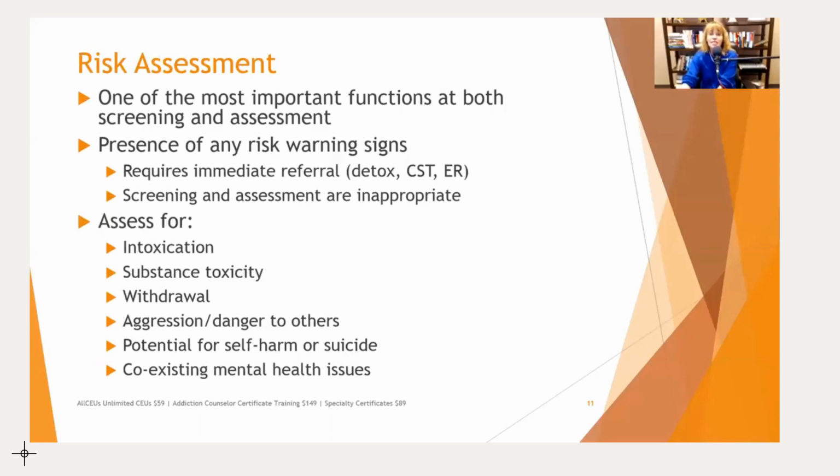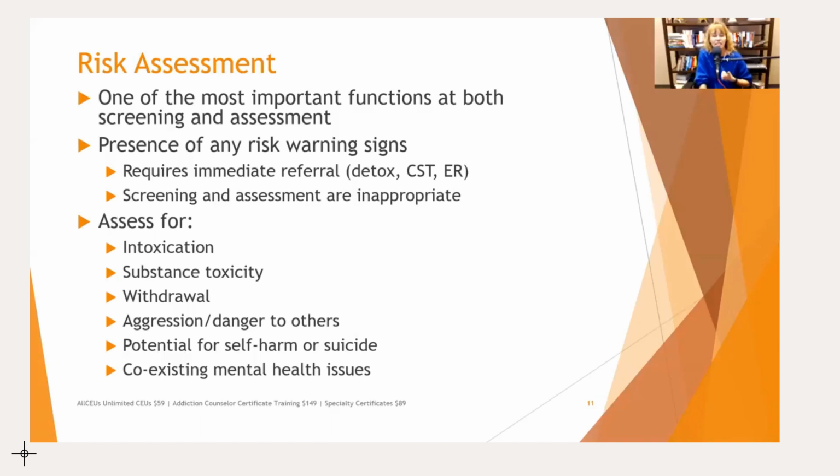Another thing you need to do during assessment is a risk assessment. One of the most important functions of both screening and assessment is to identify any risks for relapse and acute medical conditions. If they look like they're getting ready to stroke out, or they start slurring their words, or they're detoxing from alcohol, it may mean that they need to have thiamine in order to prevent brain damage. So we want to look for anything that may indicate a medical or psychiatric crisis that requires an immediate referral to detox, CSU, which is the crisis stabilization unit, or the emergency room.